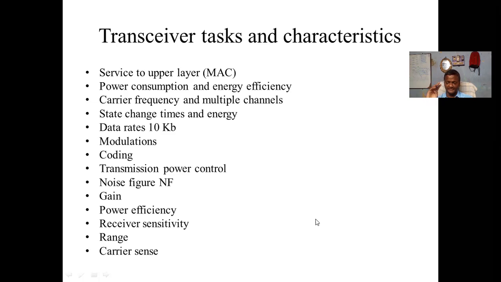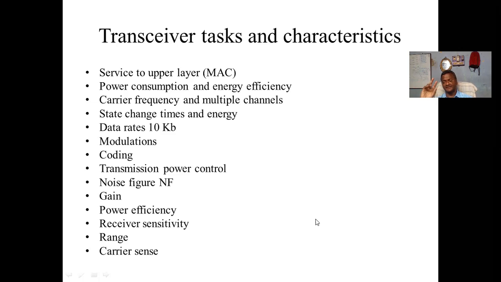For different applications, different carrier frequencies are used. That is the first point. Second point, if a particular channel is busy, then the data should be transmitted using another carrier frequency or another channel. Next, state change and time energy.